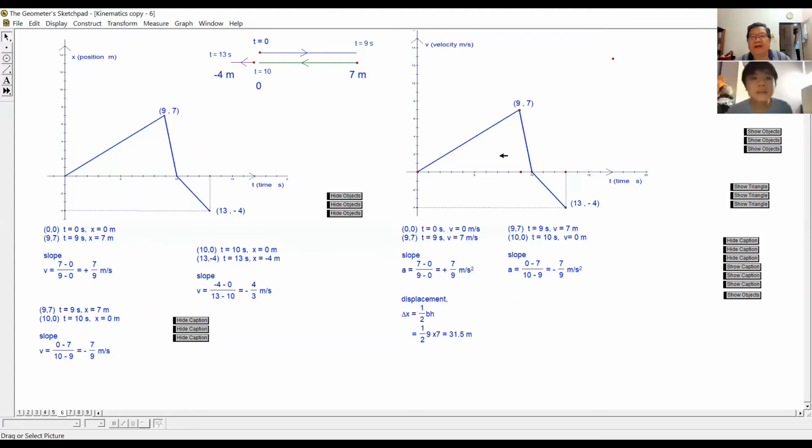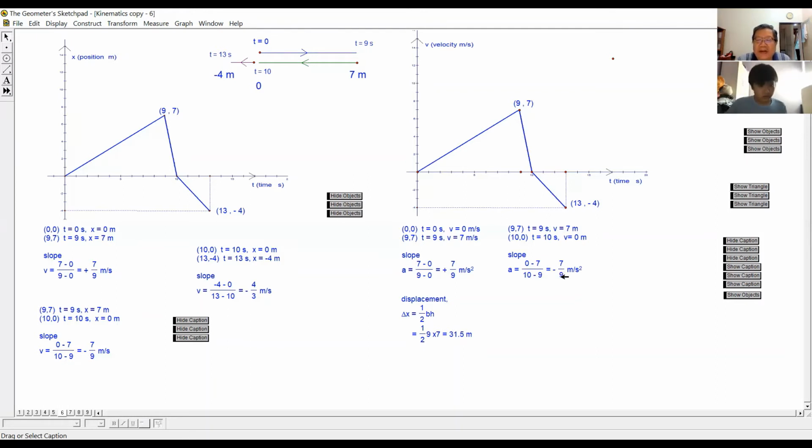Okay, for the second part of the journey, I try to find the slope and the area. Those are the two things that we can find from the velocity-time graph. So I find the slope. The slope is 0 minus 7 over 10 minus 9. Numerically it is negative 7, and the unit is meters per second squared.